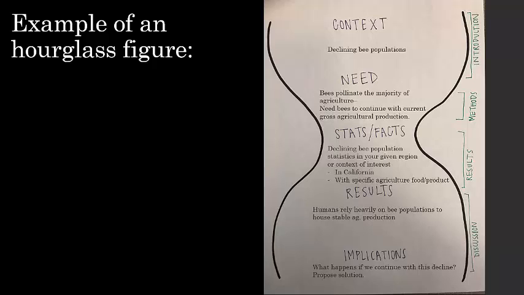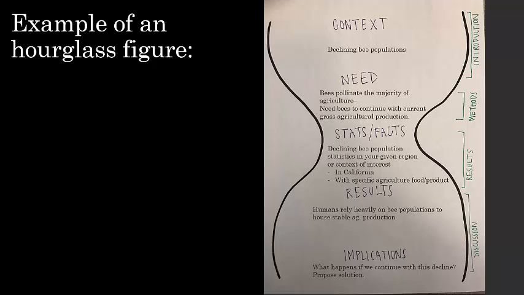And in addition, you could also look at a specific agricultural food or product. You can look at something that bees specifically pollinate that we need, and you can do it throughout the entire United States or in California. You just have to pick exactly what you want to do.